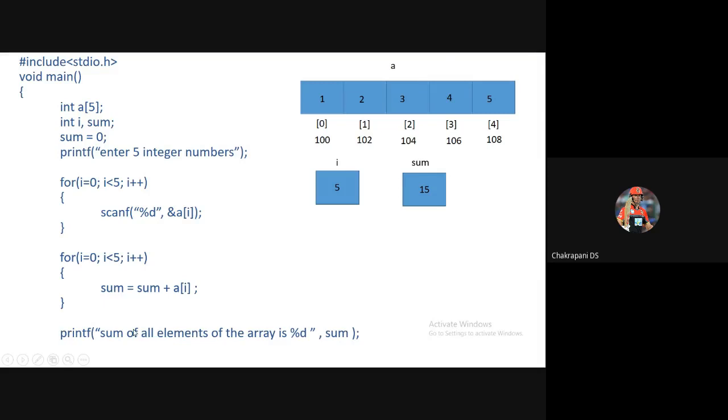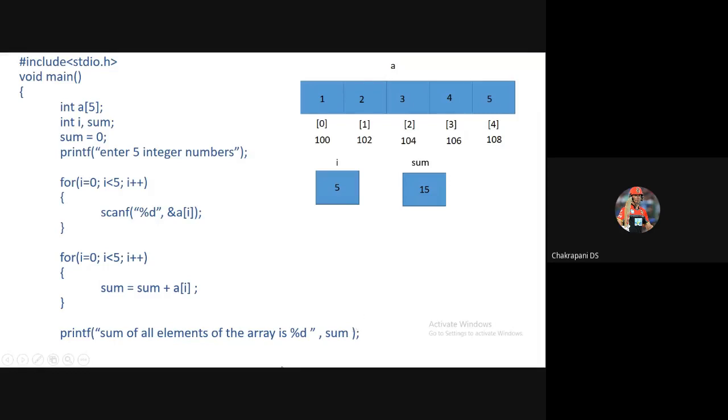Then we have to print this result on the output screen. How to print that? Using the printf statement. Printf sum of all the elements of the array is %d, where the value is stored in a variable called sum. This is how it works.